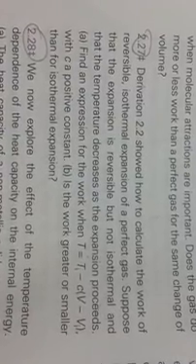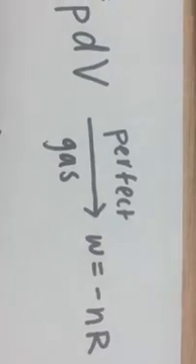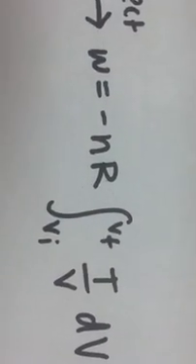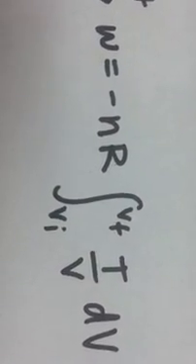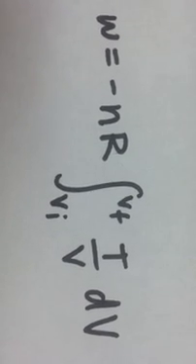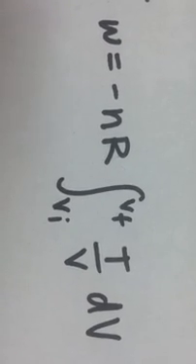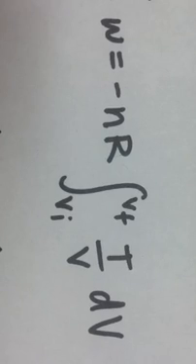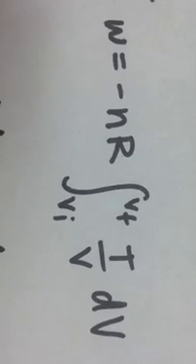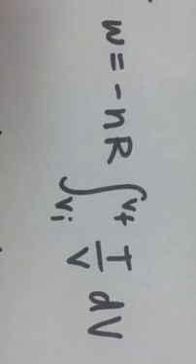So our first step is to look at our generic expression for work. And in this case, because we are working with a perfect gas, we can substitute our nRT over V for that P. And because our n and R are constant, we can pull them out. So this is the basic structure we're working with.